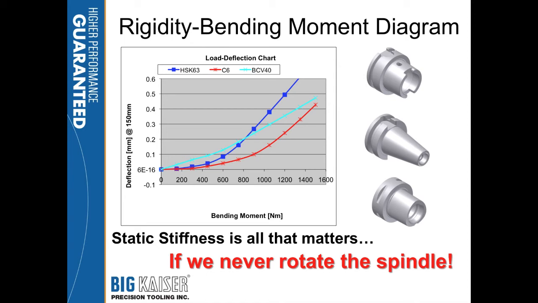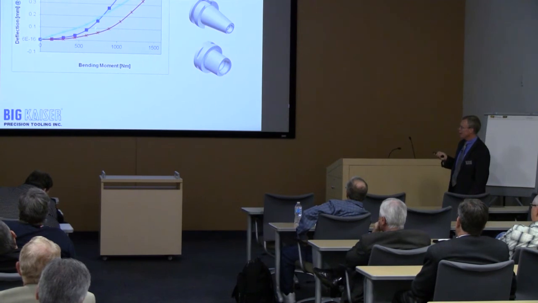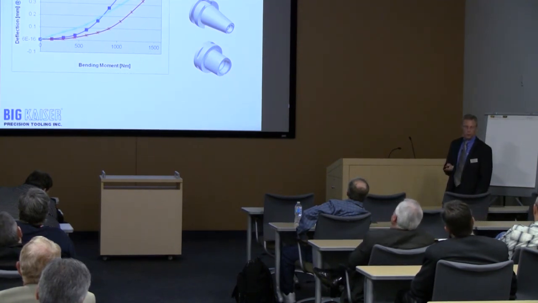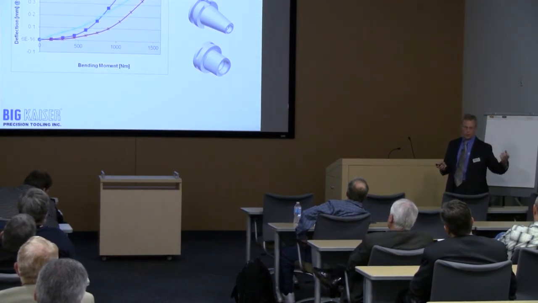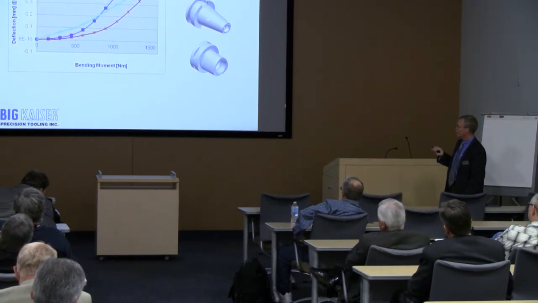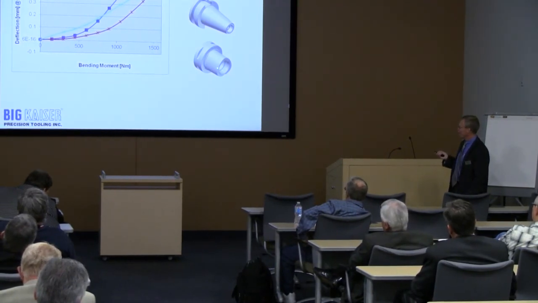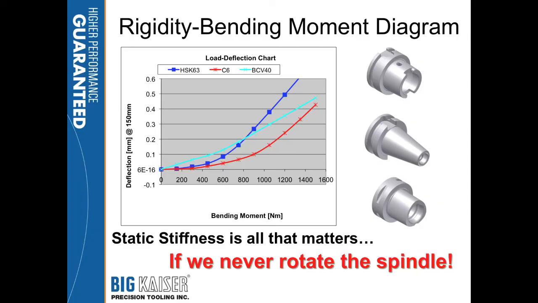And on the HSK, you see a huge change here. And that knee is influenced not just by force, but by the length of the tool. So the longer the tool becomes, the more force it takes to topple. And it's the same with any of these tools. The longer length of engagement here, and the thicker cross-section in here, allows it to maintain higher static stiffness inside the spindle.